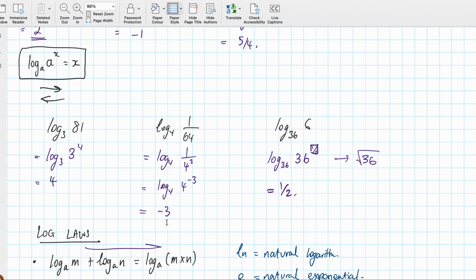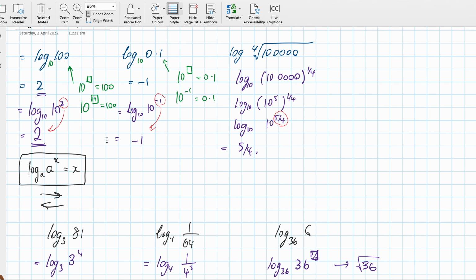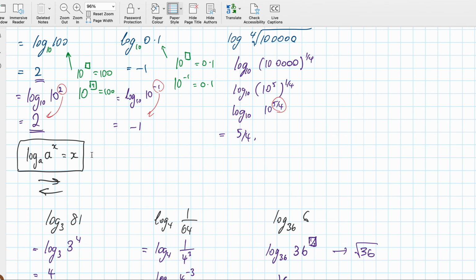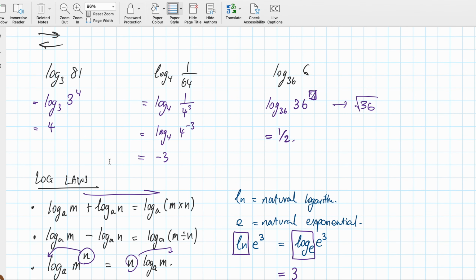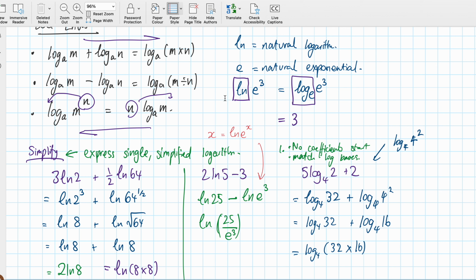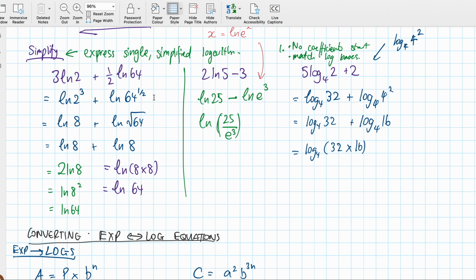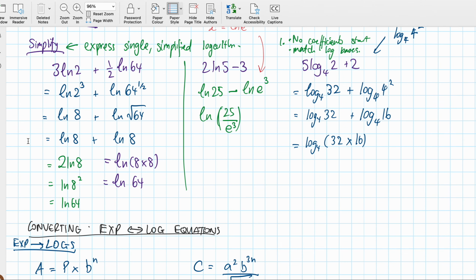So that's the lesson. We've looked at some logarithms. We have a nice intuitive understanding now of how to think about logarithms through this example here. We've learned about the more advanced way to think about them. We can now evaluate logs of different bases. We've learnt the 3 log laws and how they work. We had a look at the natural logarithm and the natural exponential and how they're linked. And we've learnt how to simplify logarithms in terms of a single simplified logarithm.